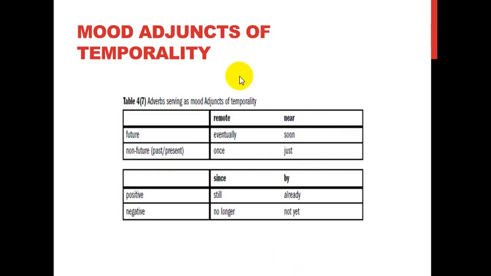Okay, look at this one. These are the examples of mood adjuncts of temporality. So like about the future, remote or not clear or near. So we say soon, it means in the near future. Or about non-future, like past or present, we can say just or once. And we can discuss something positive, still or already, or negative, no longer or not yet.